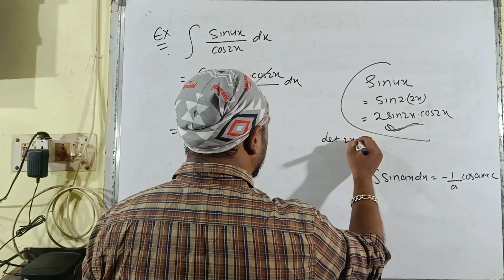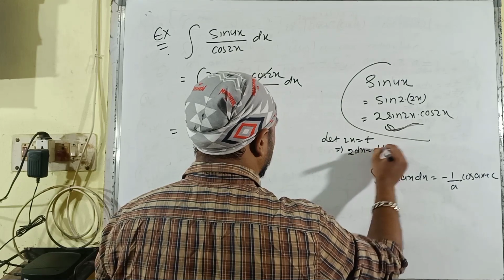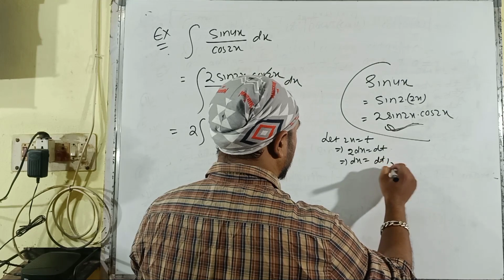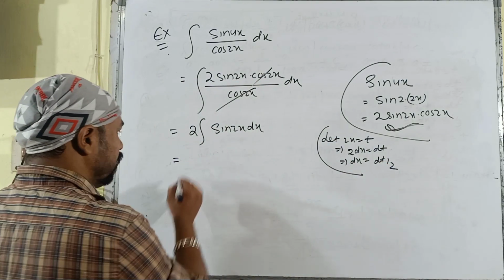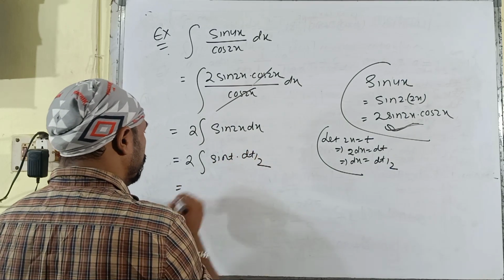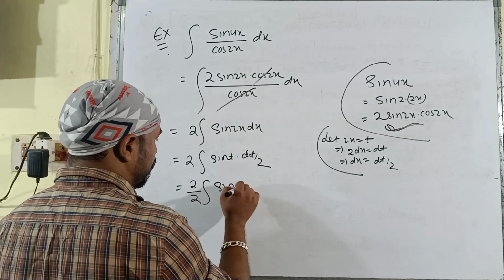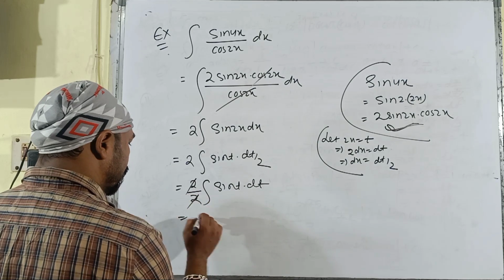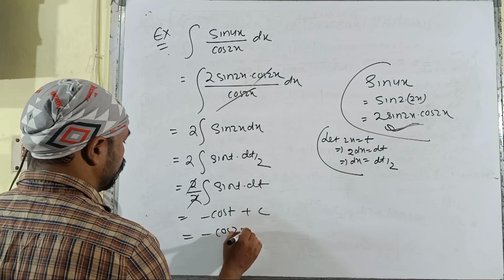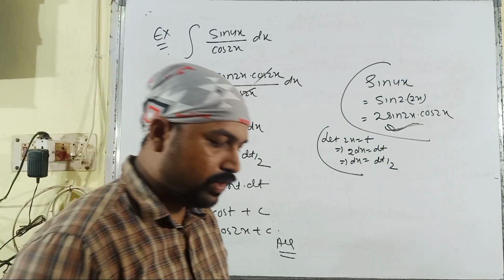Let 2x is equal to t, 2 dx is equal to dt, then dx is equal to dt divided by 2. Then it will be 2 multiplied with sin t dt divided by 2. It is 2 divided by 2 and it is sin t dt. Then it will be minus cos t plus c, that means minus cos 2x plus c, which is the perfect answer for the given problem.